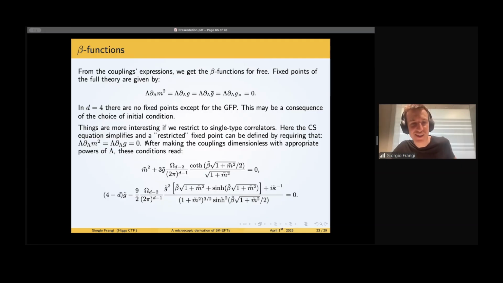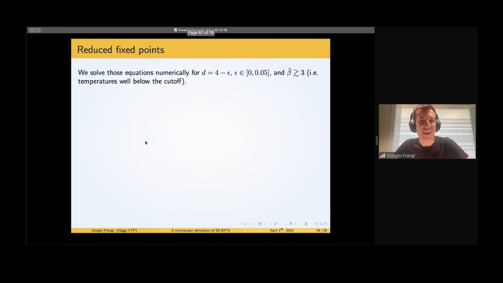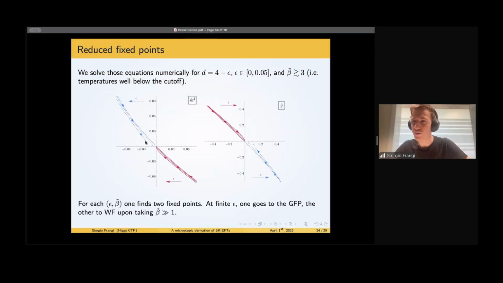That was our idea. So these are the equations that you have to solve. And the only point that I want to make from these expressions is that they are horrible, so you cannot solve them analytically. But you can either solve them numerically or you can do some low temperature expansion and see what comes out of this thing. So we did. And we solved this numerically at the critical dimensions and slightly below, and for temperatures that are finite, but below the cutoff that I picked. And you get something that looks like this.